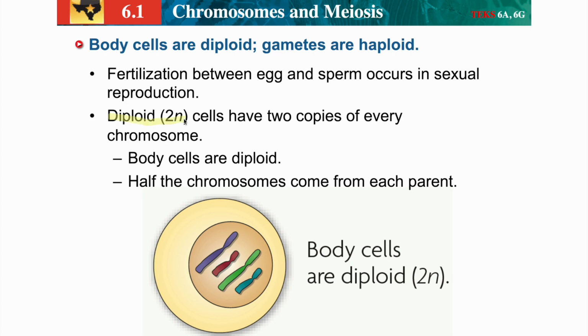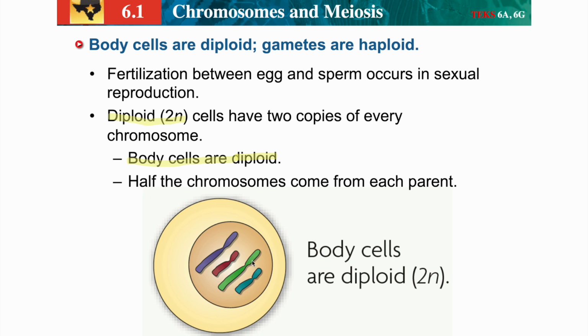Sometimes you see this notation right here where you have a 2N. That 2N basically means that you have 2 copies of every single chromosome. So you have a pair for every chromosome, so a total of 46. Just know that all body cells are diploid, so skin, hair, muscle cells, heart cells, brain cells, blood cells are all diploid. They have half of the chromosomes from each parent.